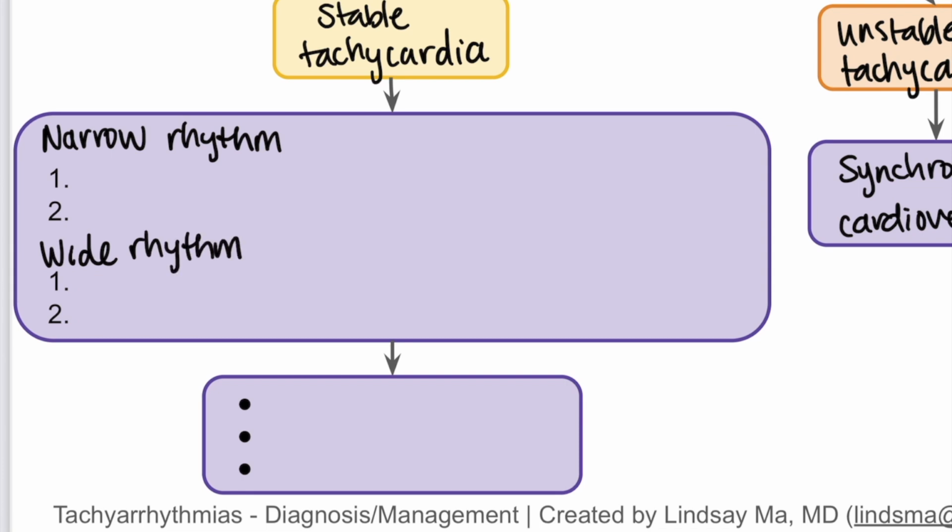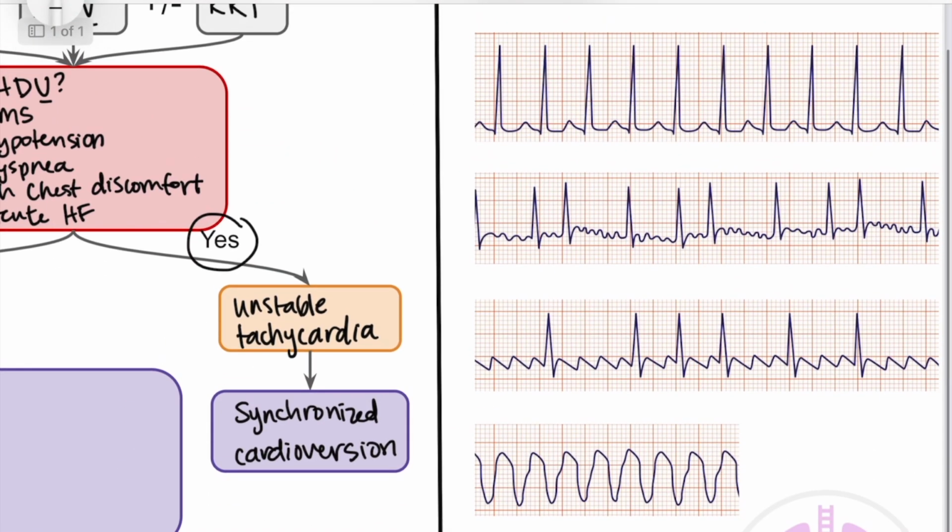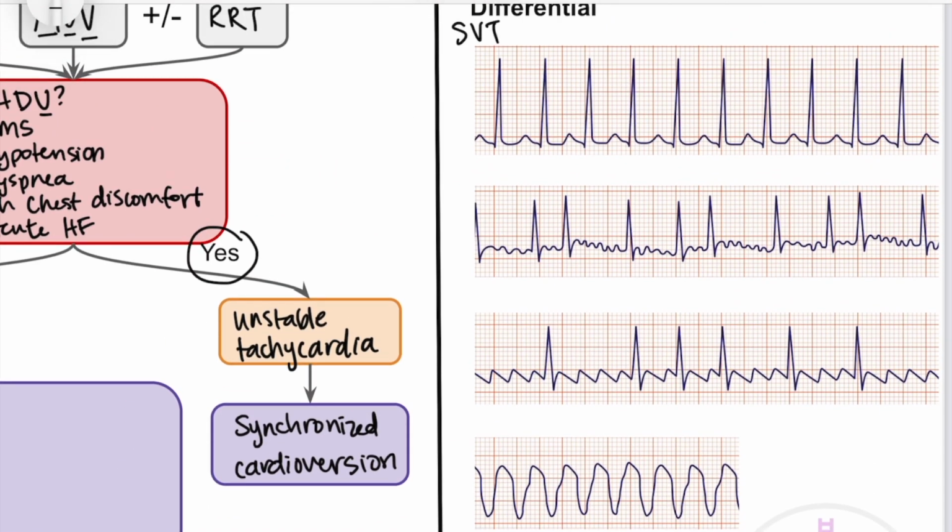And how will we tell whether there's a narrow or wide rhythm? Well, it'll be important to have that cardiac monitor, as well as an EKG if possible. If it's a narrow rhythm, we can further categorize the rhythms into narrow and regular, or narrow and irregular. If you're narrow and regular, the first diagnosis you should think of is SVT. Specifically, AV-NRT in this case, and the issue is at the AV node.